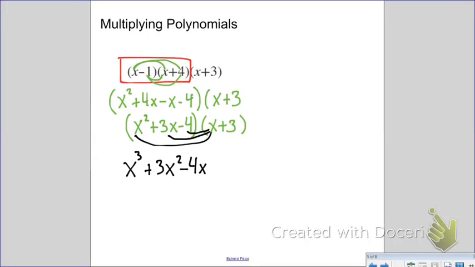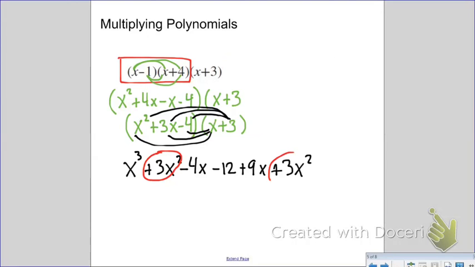Now it's time to consider the 3. 3 times negative 4 is negative 12. 3 times 3x is 9x. And 3 times x squared is 3x squared. Let's look and see if I have any like terms that I need to combine. I do. I have a positive 3x squared and another positive 3x squared. I also have a negative 4x and a positive 9x.